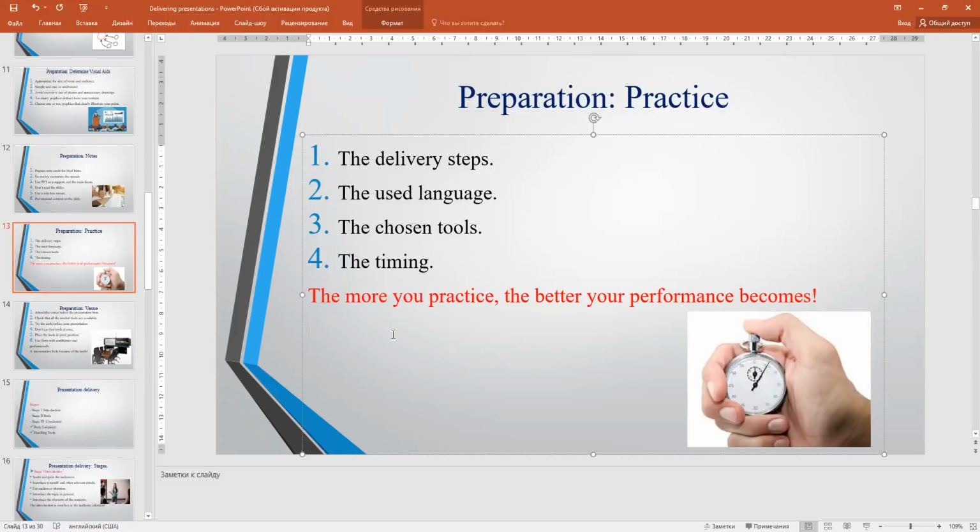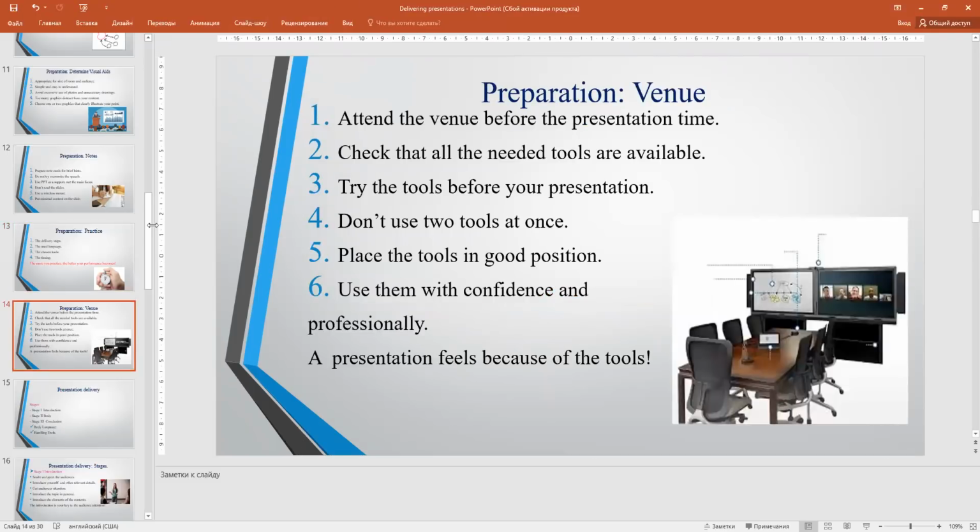Okay, because your actions get automatized. Whenever you do these actions, you can do this with ease and also comfortably in your venue. As I mentioned before, your venue can also affect your presentation process. In order to avoid the negative effects of your venue, you should notice these tips. The first one, attend the venue before the presentation time.